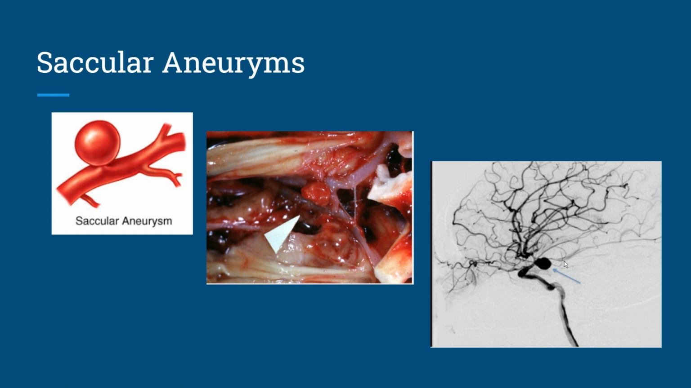These are some examples of the saccular aneurysm. You see this balloon-shaped arterial dilatation right here. This is one of the examples, one of the real images that you can see. It's right here, and on the MRA it looks like this.